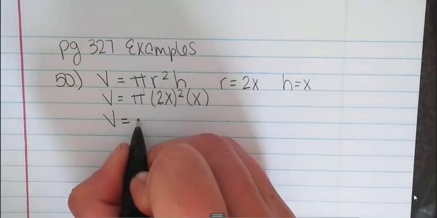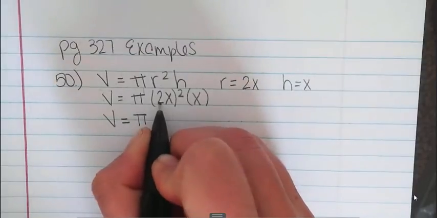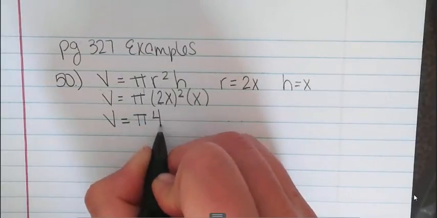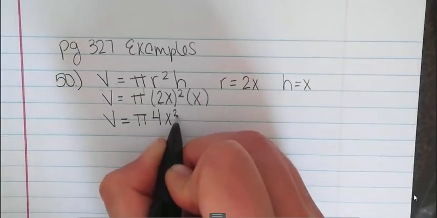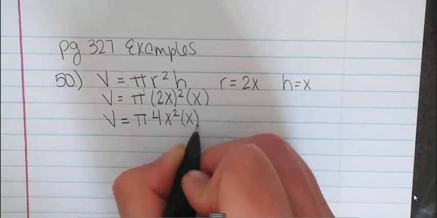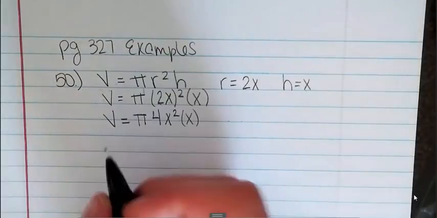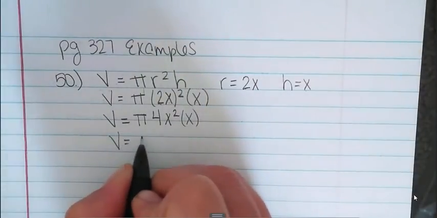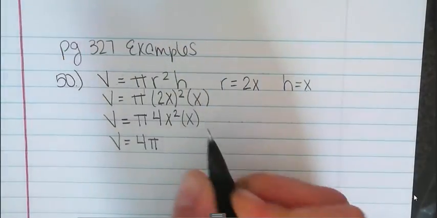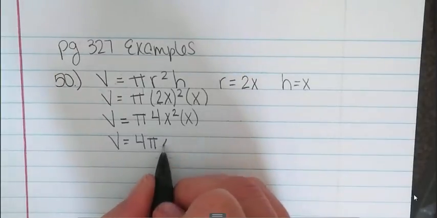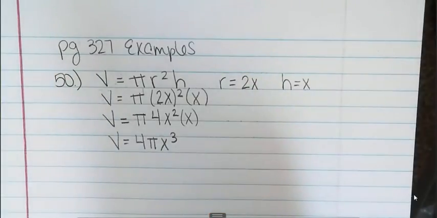So let me keep the pi. This becomes a 4, an x squared, and then I've got one more x I need to multiply by. So I'm going to move my 4 out to the front. My 4 pi is my coefficient. X squared times x gives you x cubed.